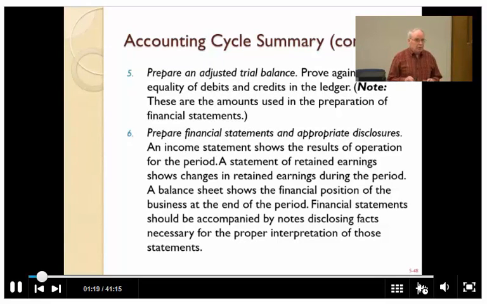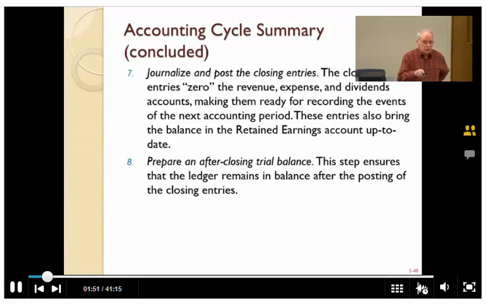Now for the go live, you're going to take an adjusted trial balance and prepare the income statement, the statement of stockholders' equity, and the balance sheet. My purpose here is to enable you to do that sometime before tomorrow at sunup. And then we'll talk about closing, which I kind of referred to. And then the last step is preparing the after closing trial balance.